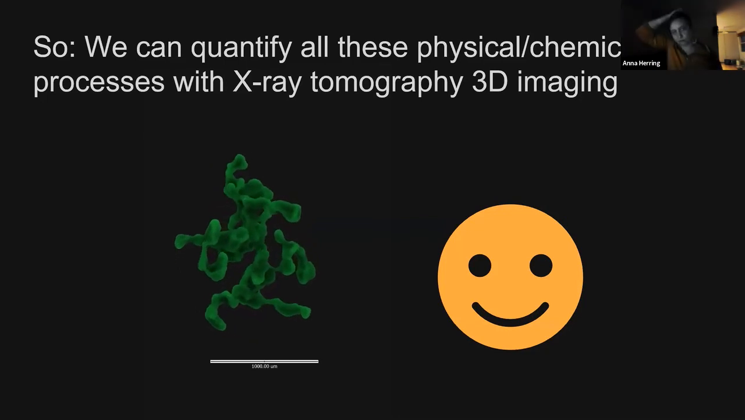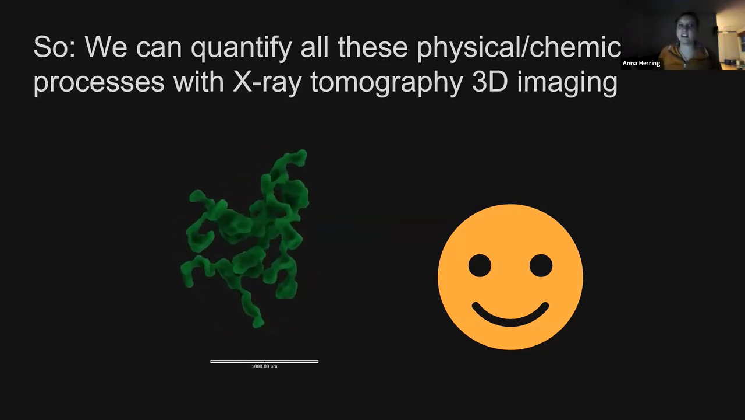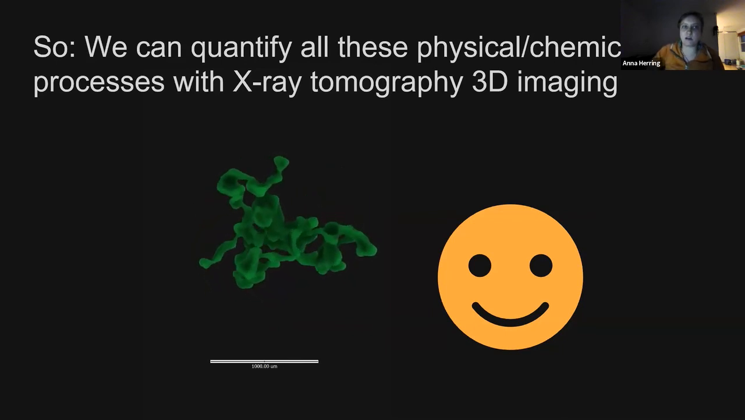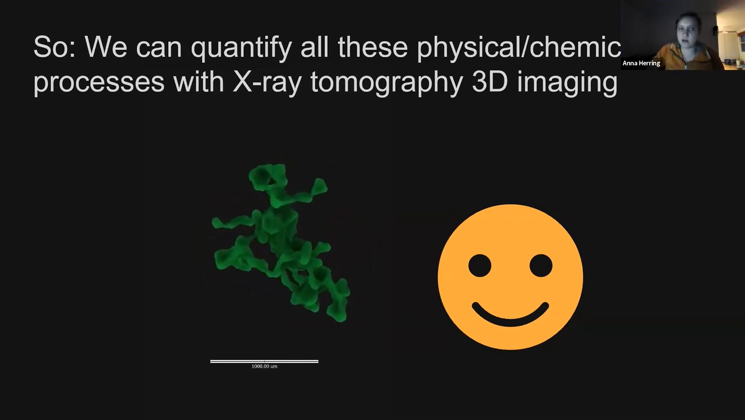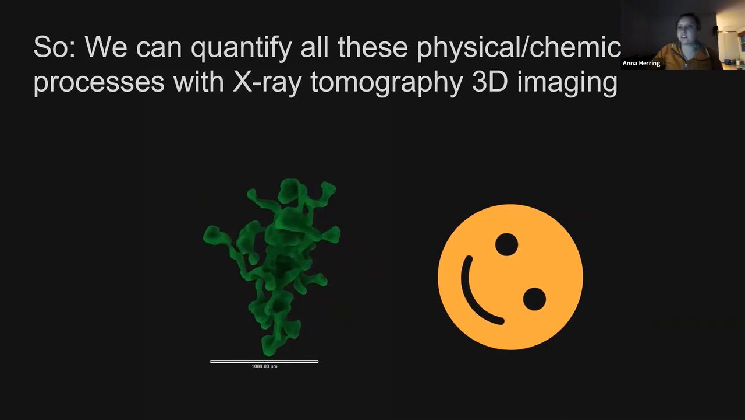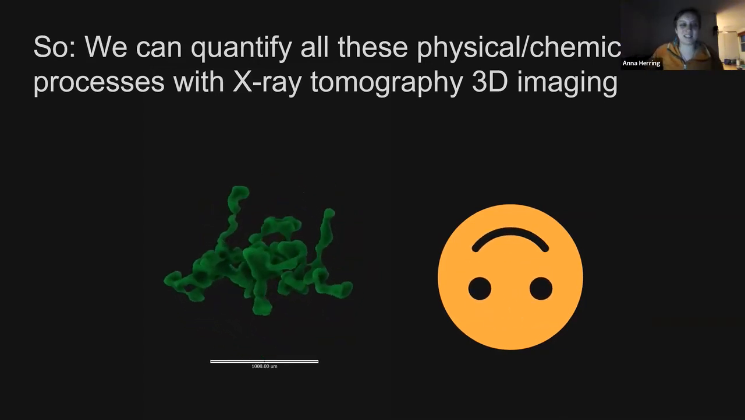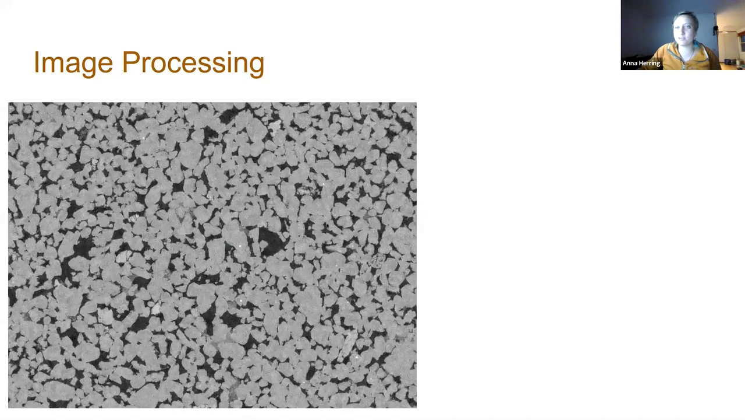Okay, so I think basically I'm telling you that we're able to quantify some very interesting physical and chemical processes using X-ray tomography and 3D imaging. So everything's great, kind of, sometimes. I want to just point out one potential pitfall of this process, which has to do with our image processing. Because we're working with image data, the processing of the images can have big impacts on the quantification.